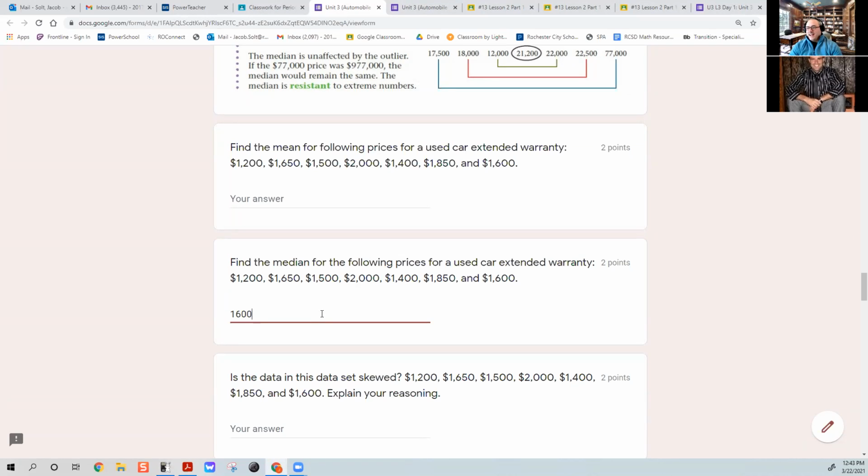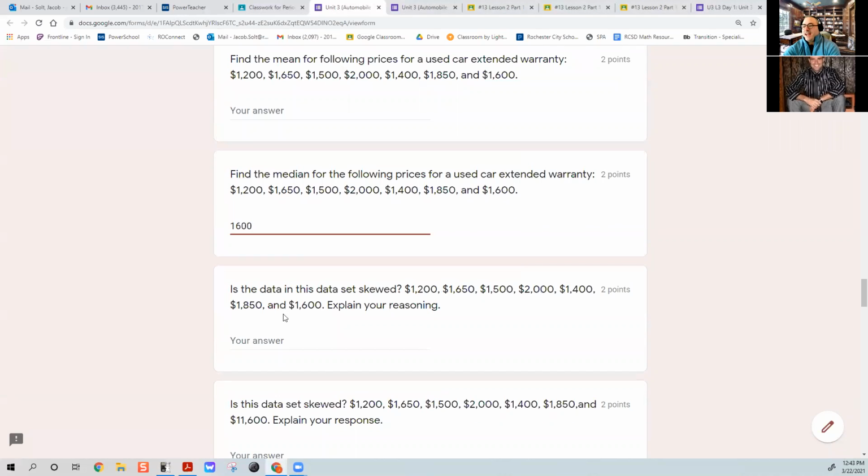So both the mean and the median in this case are the same, right? The mean is 1,600. Pardon me. The median is 1,600. The next question asks, is the data in this data set skewed? All right, is it, and explain your reasoning.